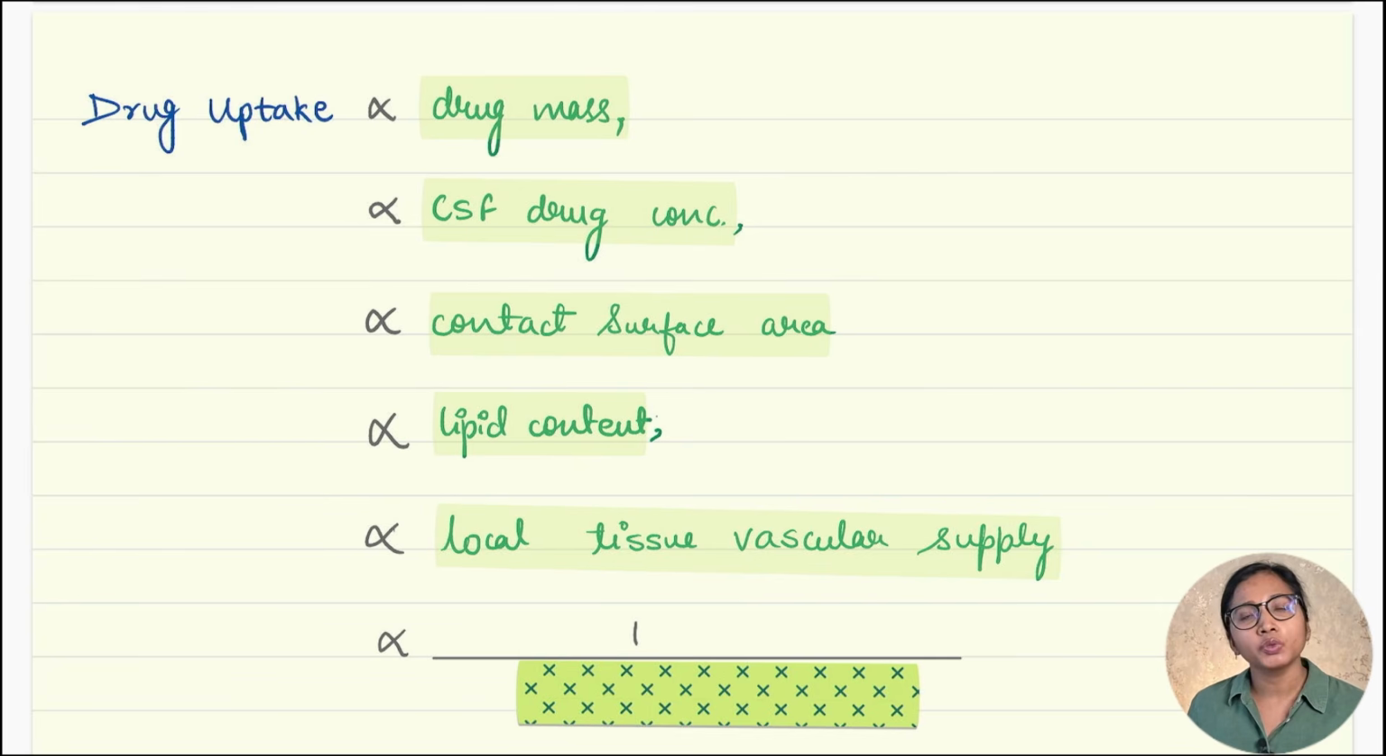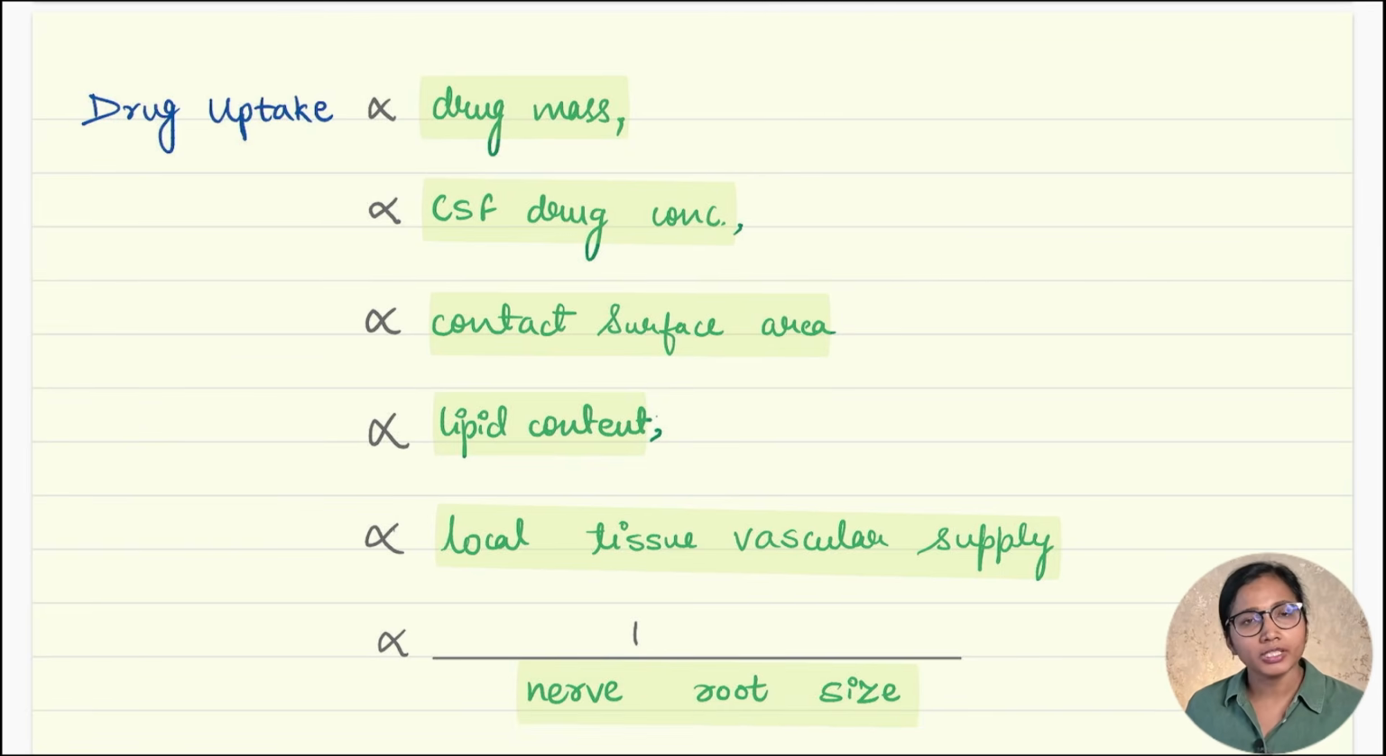If we talk about tissue vascular supply, drug uptake is directly proportional to tissue vascular supply. However, drug uptake is inversely proportional to the nerve root size. Smaller the nerve root size, earlier will be the drug uptake.